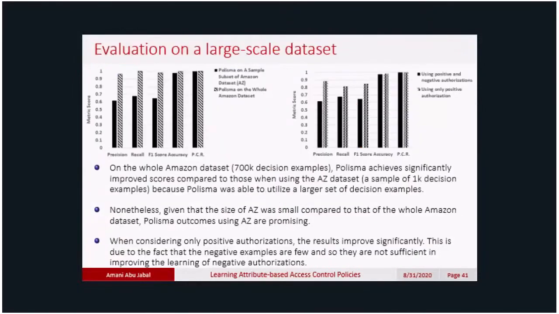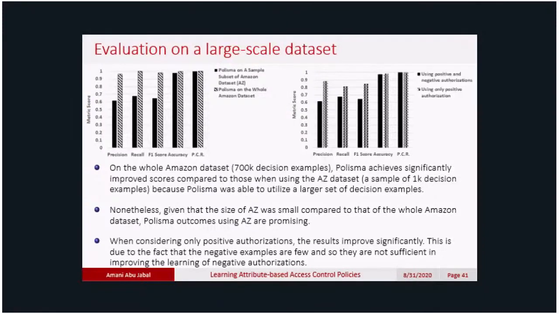We evaluate Polisma on a large scale dataset, which is the whole Amazon dataset, consisting of 700,000 decision examples. Polisma achieved significantly improved scores compared to those when using the small sample of 1,000 decision examples, because Polisma was able to utilize a larger set of decision examples. But considering that the AZ dataset consists of a small number of decision examples, the results of the experiment are considered promising.